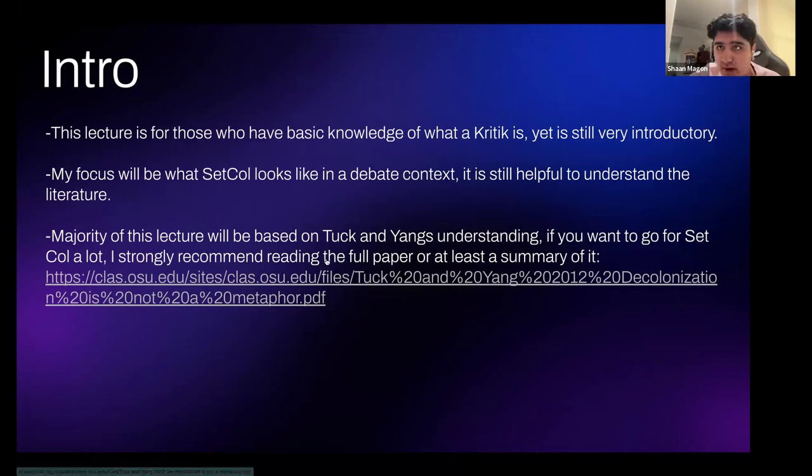There are a lot of different authors who have different theorizations of set call, but the majority of this lecture will be based on Tuck and Yang's understanding, as that's the most common version read in debate. If you want to go for set call a lot, I think it's very helpful to read the full paper. It's not that long, like 20, 30 pages. But if you don't have time, you can at least read a summary of it. It gives a good context and understanding.